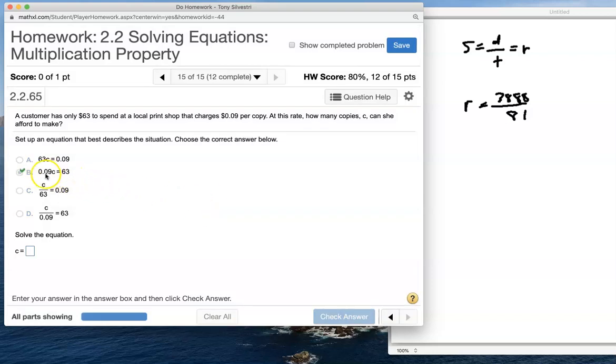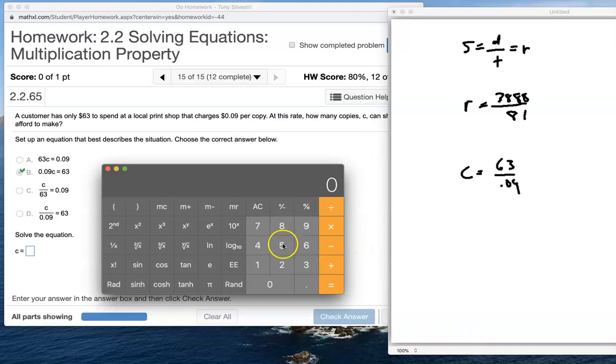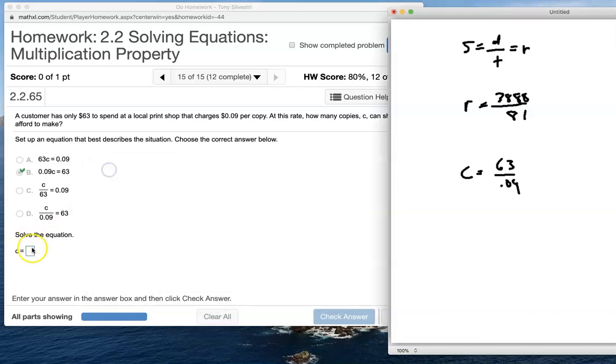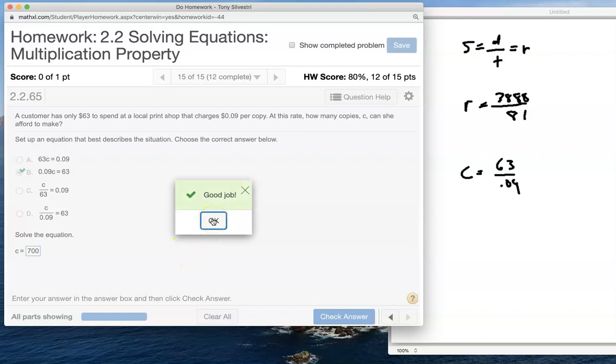The reason being is, if you think about it, 9 cents for every copy has to equal $63. So that tells you the number of copies, you need to divide by 9 cents. Solve the equation. If I divide by 9 cents, C equals 63 divided by 0.09. Nothing like a calculator to make our lives easier. 63 divided by 0.09 equals 700 copies. Nice round number. Good job. Okay, so this section is done.